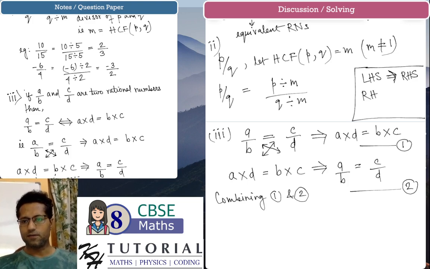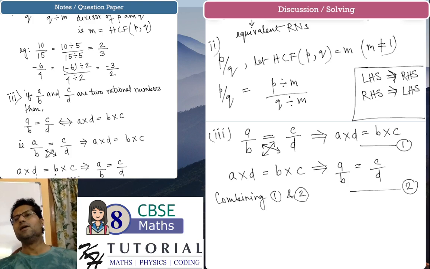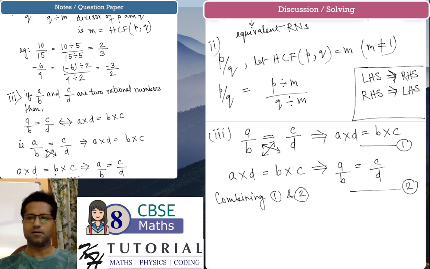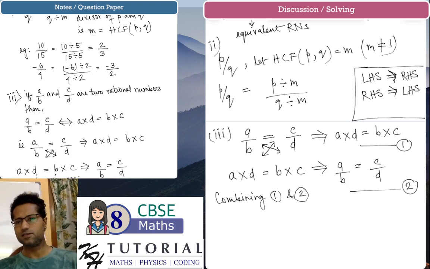Now, if you have something like this, that RHS implies LHS. What are these LHS and RHS? LHS and RHS are normally some result. It could be some equality equation or anything else. So if the result LHS is true, then the result RHS will be true.